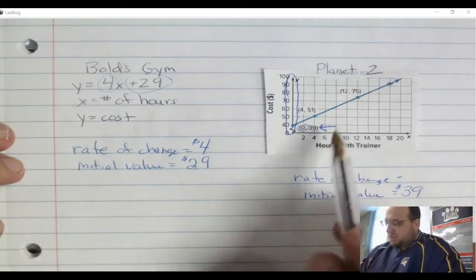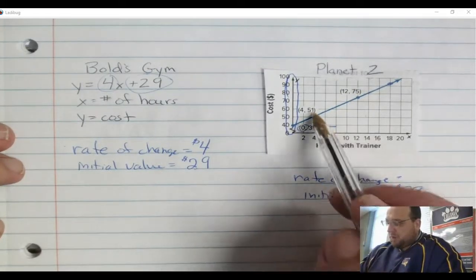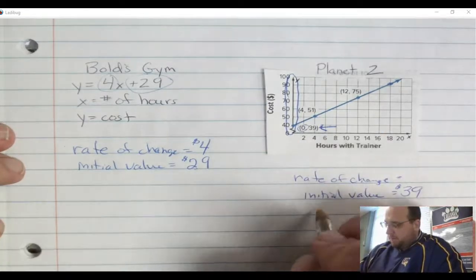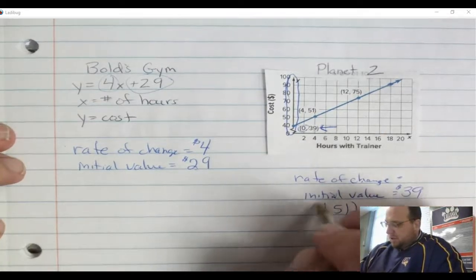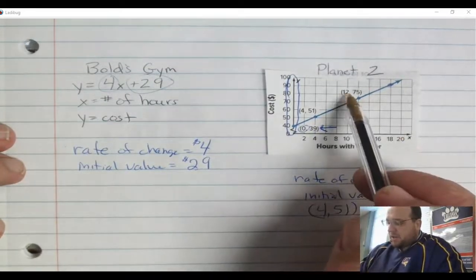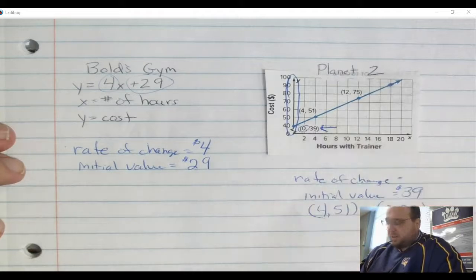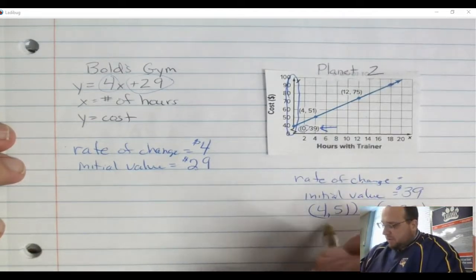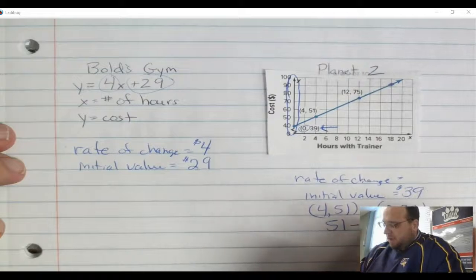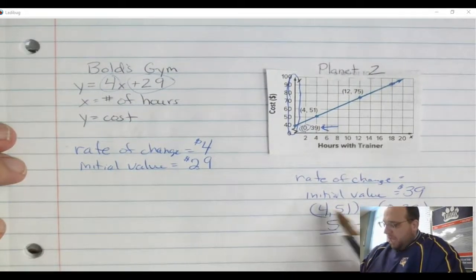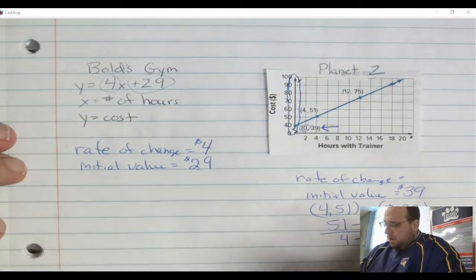To find the rate of change, we're going to do what we did before. We're going to pick 2 coordinate points, and we're going to find the rate at which change is happening. So I'm going to use (4, 51) and I'm going to use (0, 39), okay? Notice I could have used (12, 75) and one of these others also. So here we go. I'm going to take the y, which is 51. I'm going to subtract the other y, which is 39, over the x, which is 4, minus the x over here, which is 0.